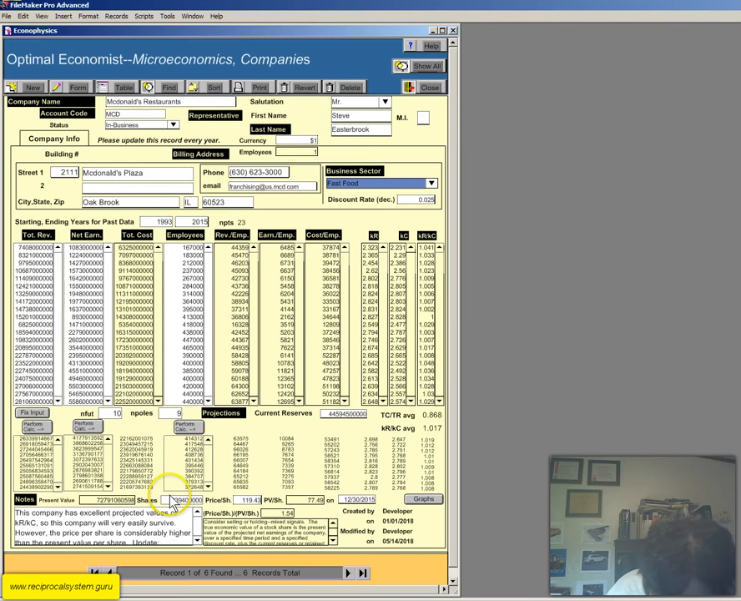And then we have the number of shares outstanding. And then we have the price per share. I also calculate the present value divided by the share price. And right here, this is the present value per share of the outstanding stock of the company. And I give the date for that, the date of the number of outstanding shares of stock and the price.